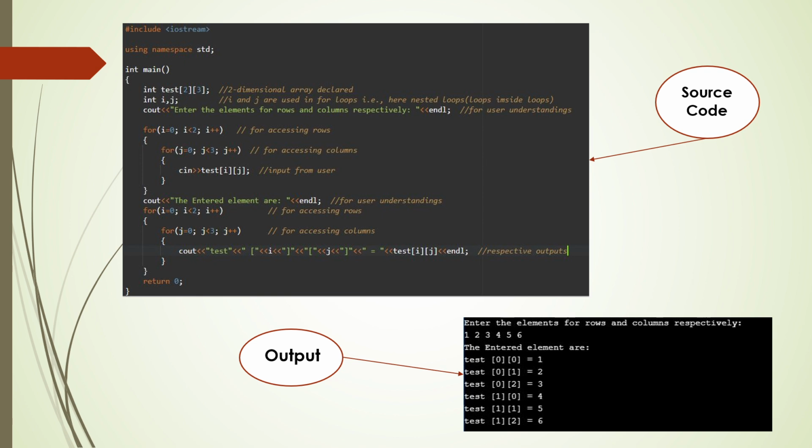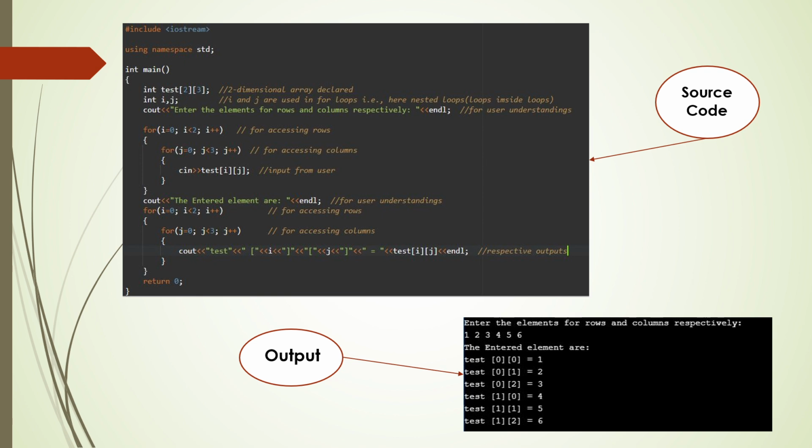Firstly, I have declared a 2D array which will hold a total of 6 elements, that is 2 rows and 3 columns. Then I declare 2 variables for the nested loop, that is i and j. For storing values in a 2D array, we use nested loops, that is a loop inside a loop. The first loop is for accessing rows and the second is for accessing columns, and then it will take input inside that. See the source code.